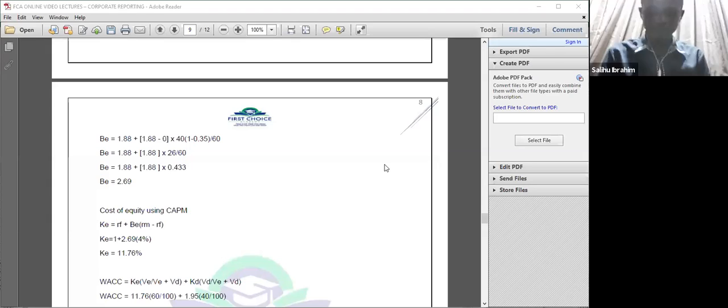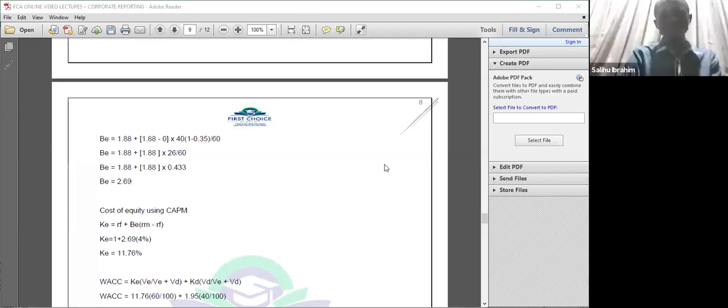What happened to the KD? Okay, how did I get the KD? I've explained that. I said the 3% they gave us in the question is pre-tax. Take it after tax: 3% into bracket 1 minus tax rate gives you 1.95. Just convert the pre-tax to post-tax because you need post-tax cost of debt in the computation of your WACC. Do you understand? It is post-tax that you need, not pre-tax. So just convert that percent pre-tax to post-tax.